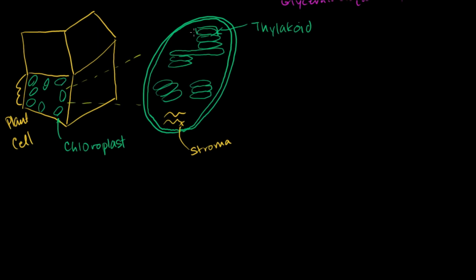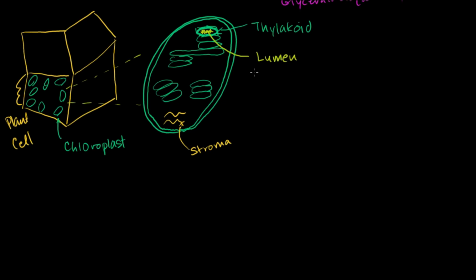The thylakoid has a membrane, and this membrane is especially important. We're going to zoom in on that in a second. So it has a membrane. I'll color that in a little bit. The inside of the thylakoid, so the space, the fluid inside of the thylakoid, right there, this light green color right there, that's called the thylakoid space or the thylakoid lumen.